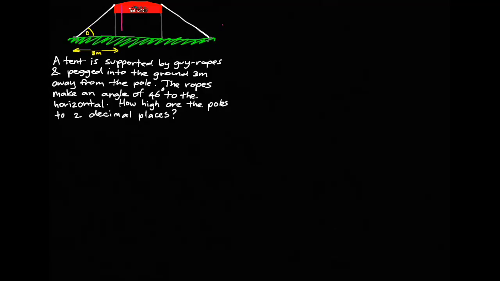So what we're looking for is this height here, and we'll call that h. We know that the angle is 46, and we've got the adjacent value, adjacent to the angle, which is 3 metres. So the height is opposite to the angle, so we're dealing with a tan theta problem. So tan theta is equal to opposite on adjacent. So tan 46 is equal to opposite, which is h, on adjacent, which is 3.